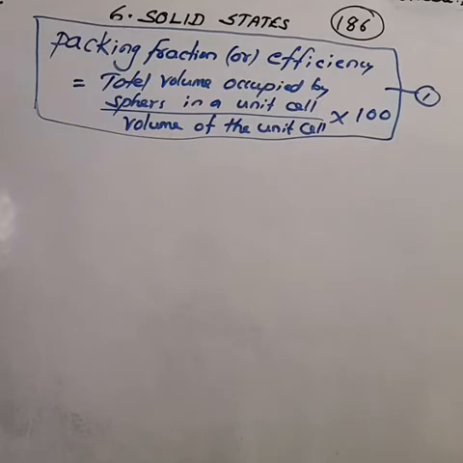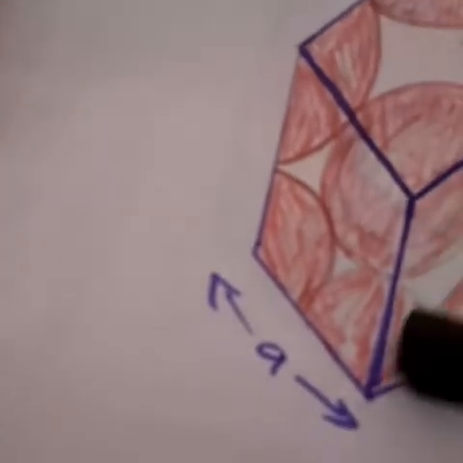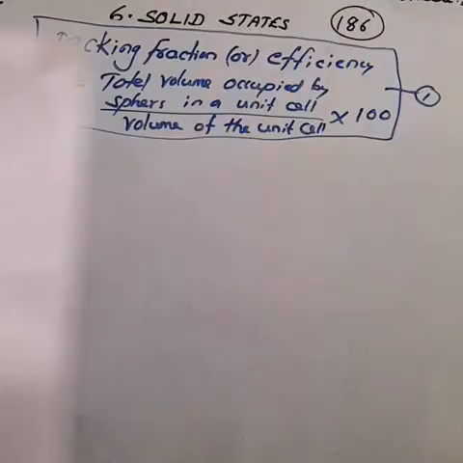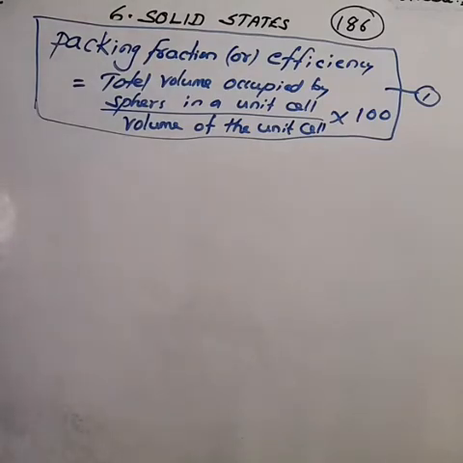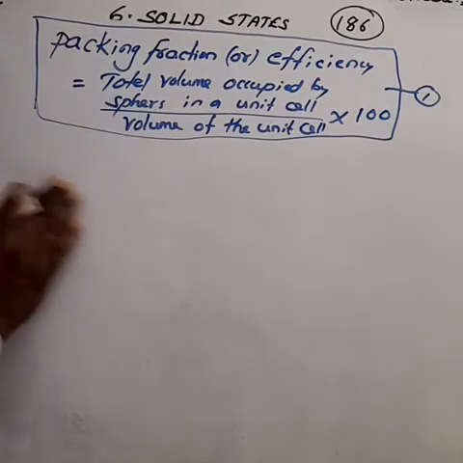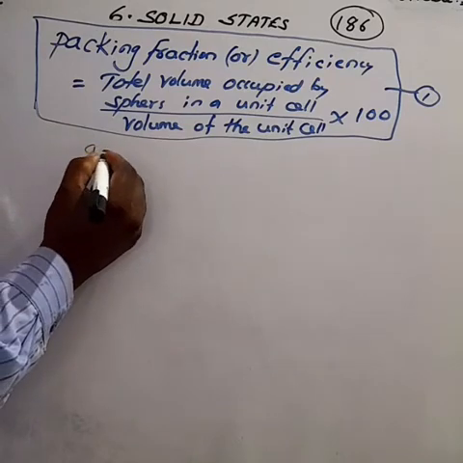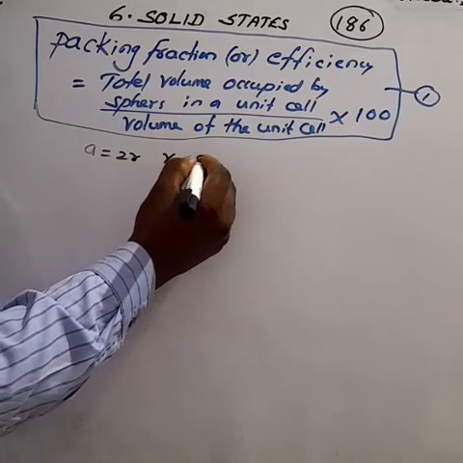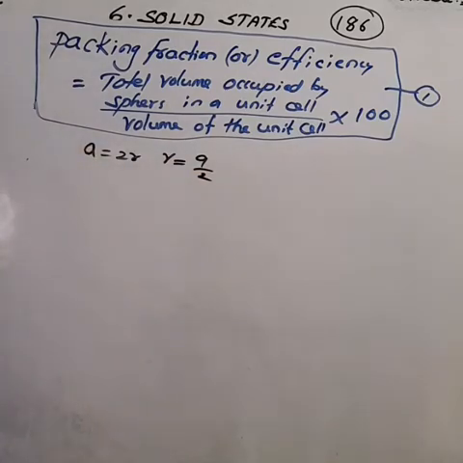Let us consider a cube with an edge length a. All of you know that the volume of the cube is length into breadth into height, that is a into a into a, which is a cube. R is the radius of the sphere. So a is equal to 2r, and r is equal to a by 2. Now we can write that.